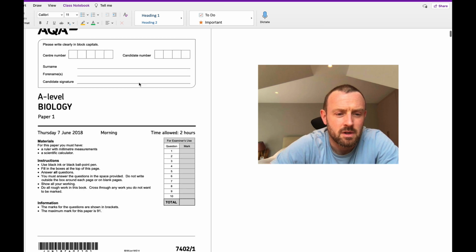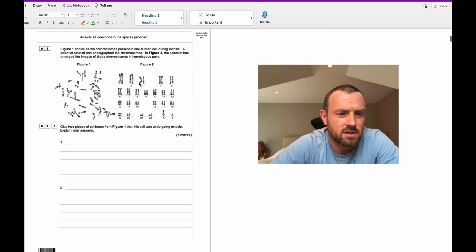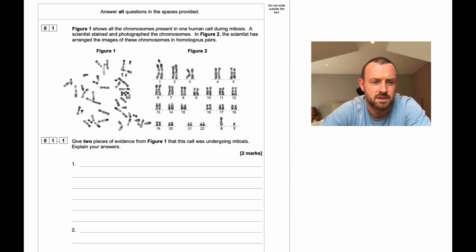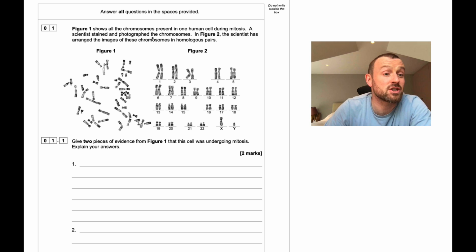Question one. Question one says, Figure 1 shows all the chromosomes present in one human cell during mitosis. The scientists stained and photographed the chromosomes. And then in Figure 2, the scientist has arranged the images of these chromosomes into homologous pairs. So Figure 1 is more without any arranging. So it says, give two pieces of evidence from Figure 1 that the cell was undergoing mitosis.